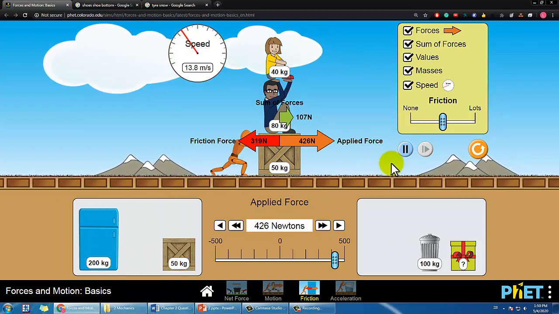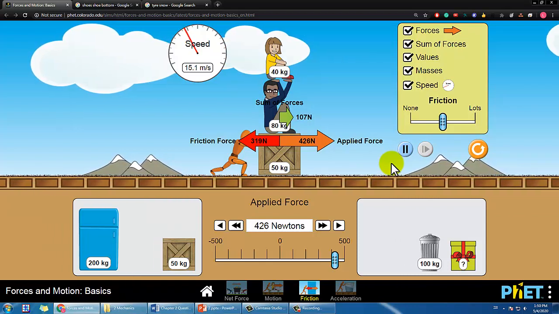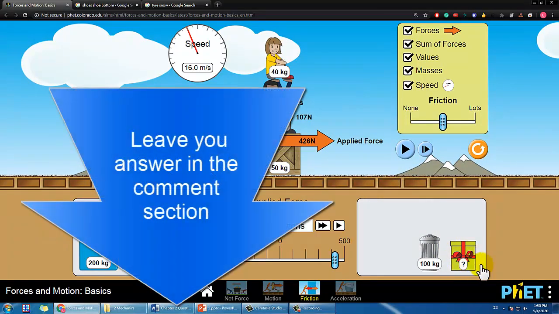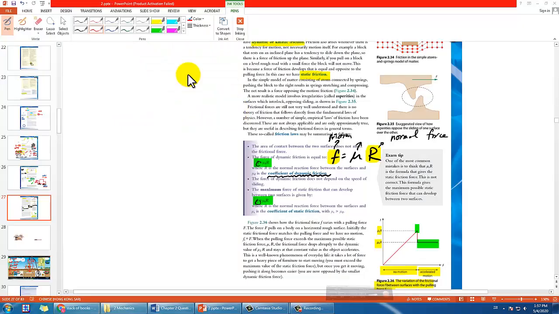Right now, what I would like you to do, if you would like to challenge yourself, try to see how you can find out the mass of this box. Once you find it, you can type your answer in the comment section below.